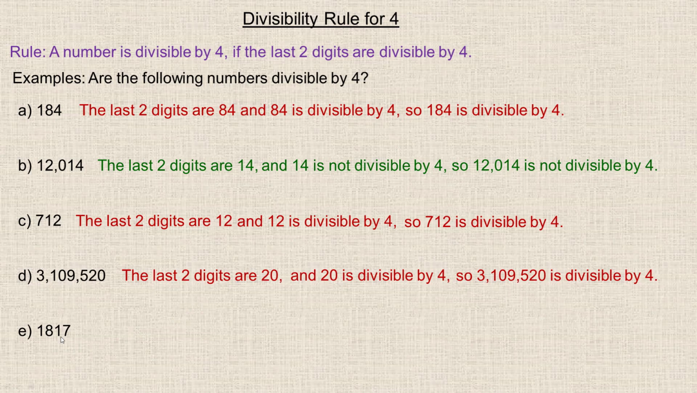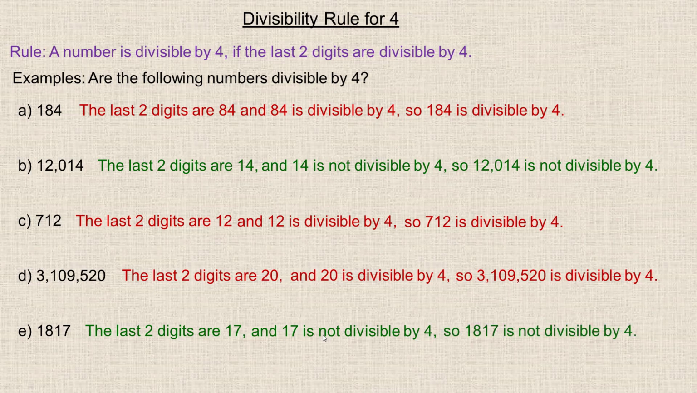Last example is 1,817, so we only have to look at the 17 in the end. The last two digits are 17, and 17 is not divisible by 4, so that means that 1,817 is not divisible by 4. And that's the end of the tutorial.